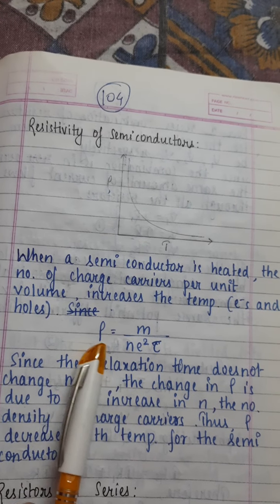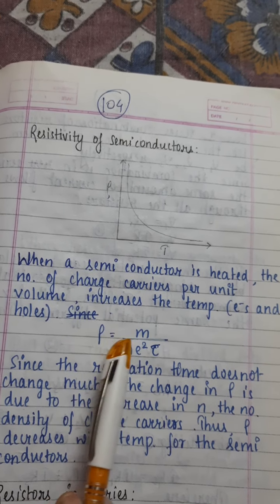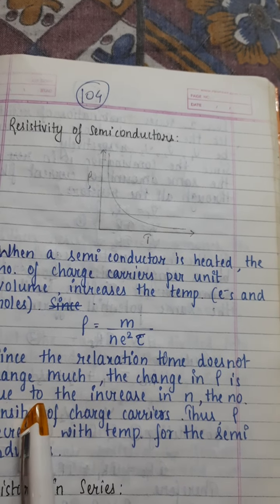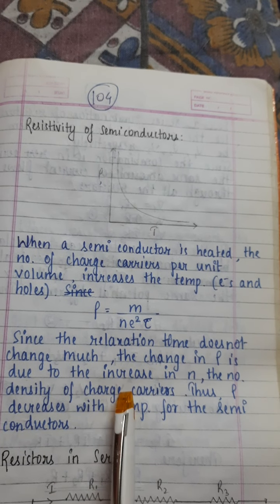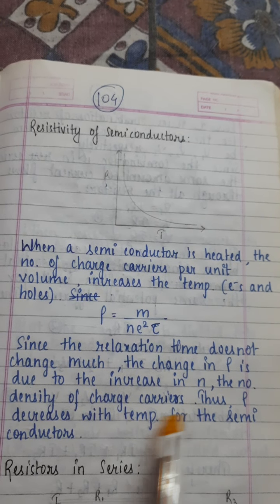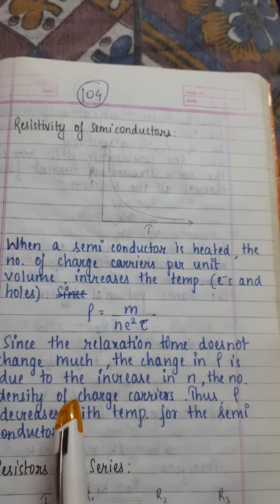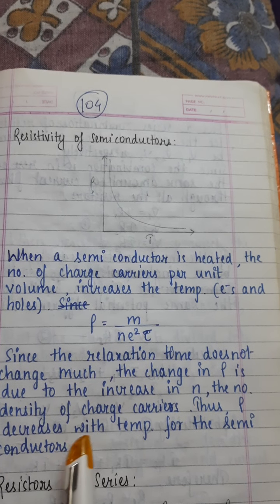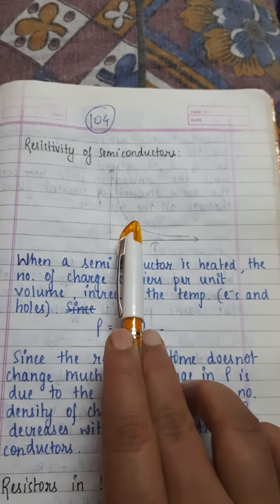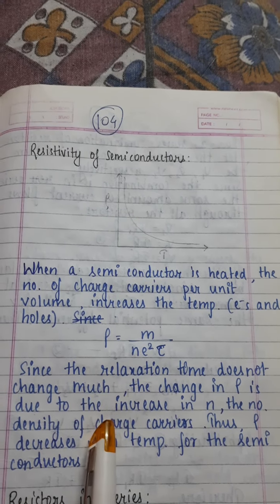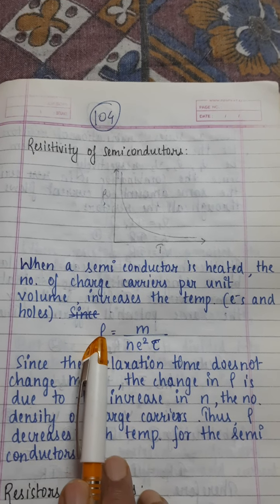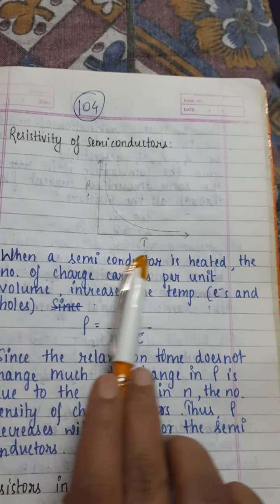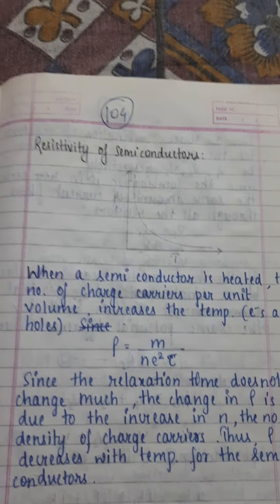In the case of semiconductors, you can connect it with the help of the same formula, rho equals m by n e square tau. Here, with increase in temperature, the number density n of charge carriers increases, so rho decreases. Thus rho decreases with temperature for semiconductors.